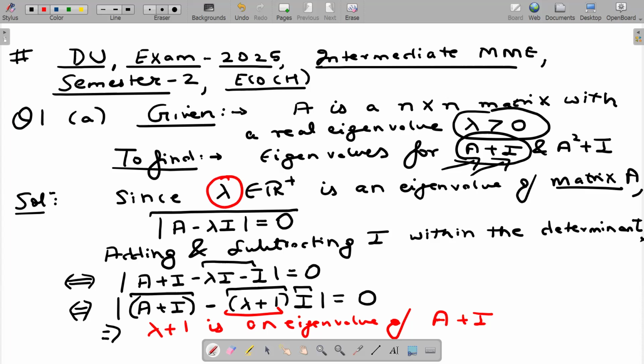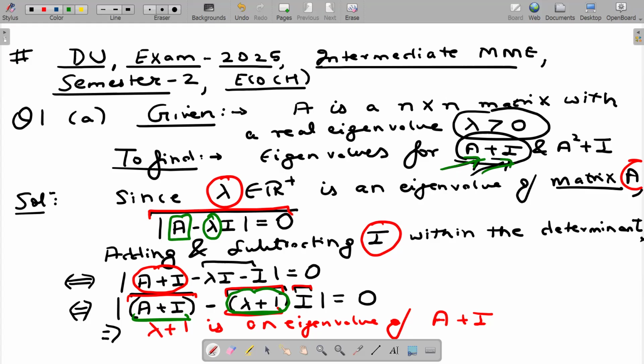I'm repeating it again. If lambda is an eigenvalue, the determinant of A minus lambda I is 0. Based on this logic, I added and subtracted I. The reason I did it was to create A plus I. And now what I've got is A plus I minus lambda plus 1 times I equals 0. So if I follow the pattern, I can clearly say that lambda plus 1 is an eigenvalue for A plus I. Just as lambda was the eigenvalue for A, lambda plus 1 is an eigenvalue for A plus I, which is what I had to find out.